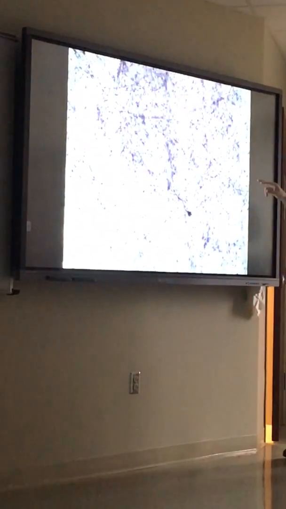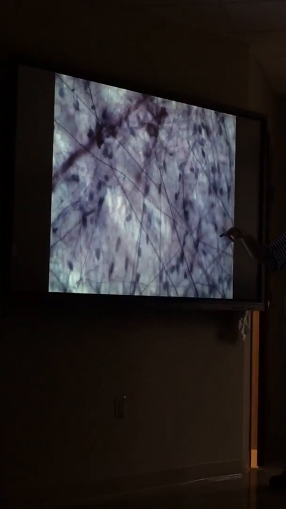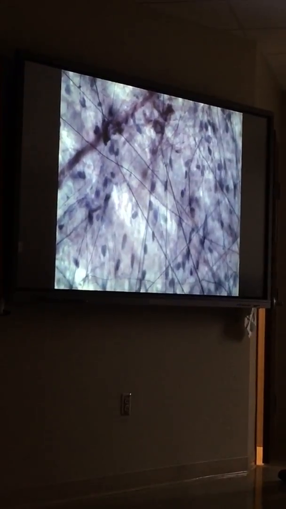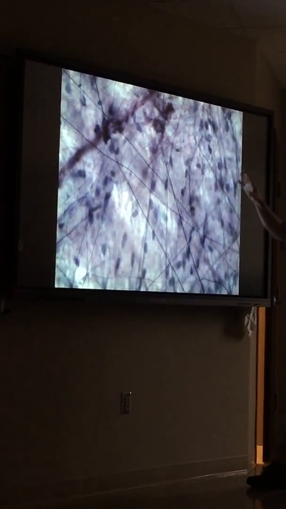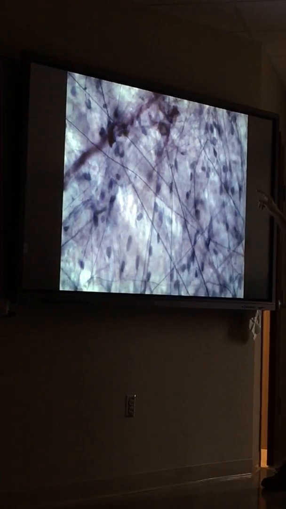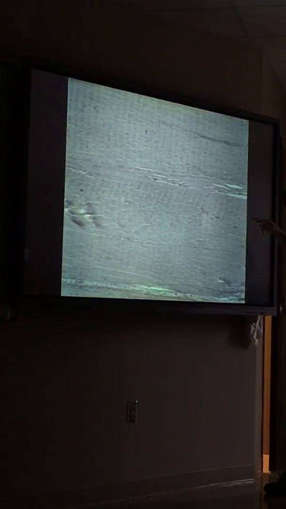Appreciate that. All right, loose connective, right? 400 power, and know the cells in there. This is a fibroblast cell that makes the fibers. You might even see a mast cell, basophil in there too, and a monocyte, which is a macrophage.